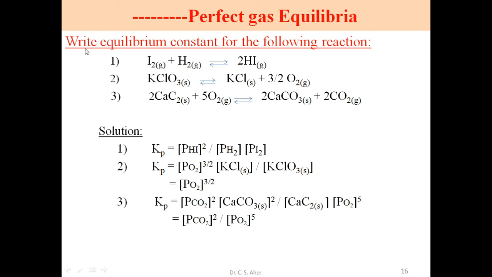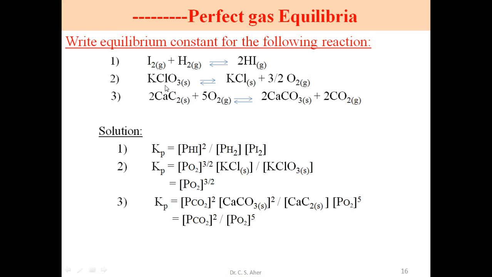So consider this example. Write the equilibrium constant for the following reactions: first reaction, second, third reaction. See, in the first reaction, I2 combines with hydrogen to form HI. Iodine gas, hydrogen gas and HI gas. For this reaction, we directly write the Kp value, considering pressure terms. So here we do not use concentration. Instead, we use the partial pressure of HI raised to power 2 upon the two reactants, the partial pressure of hydrogen and the partial pressure of iodine.